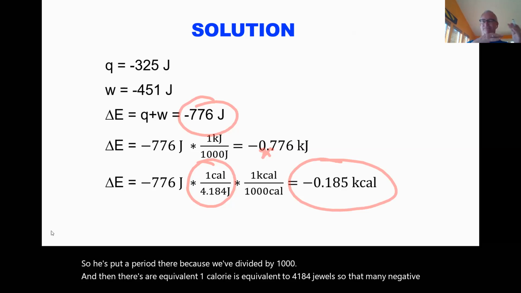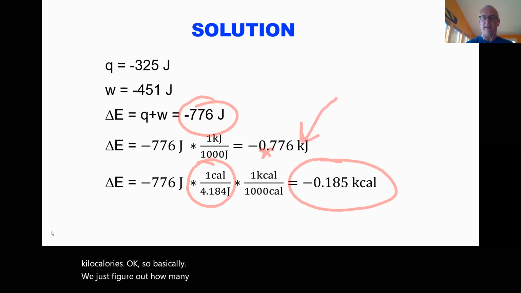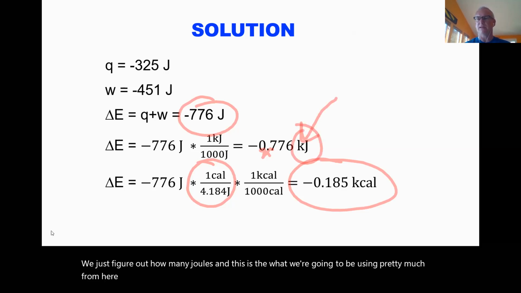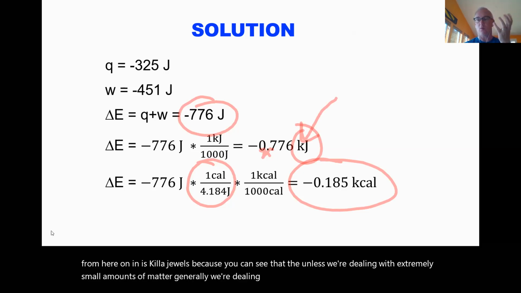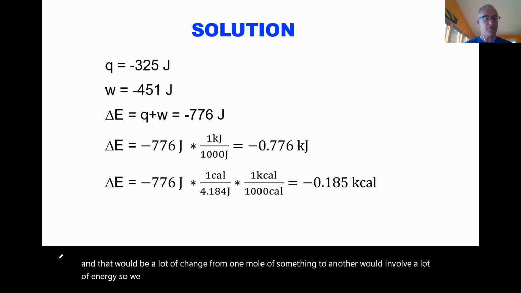Okay, so basically we just figure out how many joules, and this is what we're going to be using pretty much from here on in, kilojoules, because unless we're dealing with extremely small amounts of matter, generally we're dealing with quantities of moles. And a change from one mole of something to another would involve a lot of energy. So we usually deal with kilojoules.